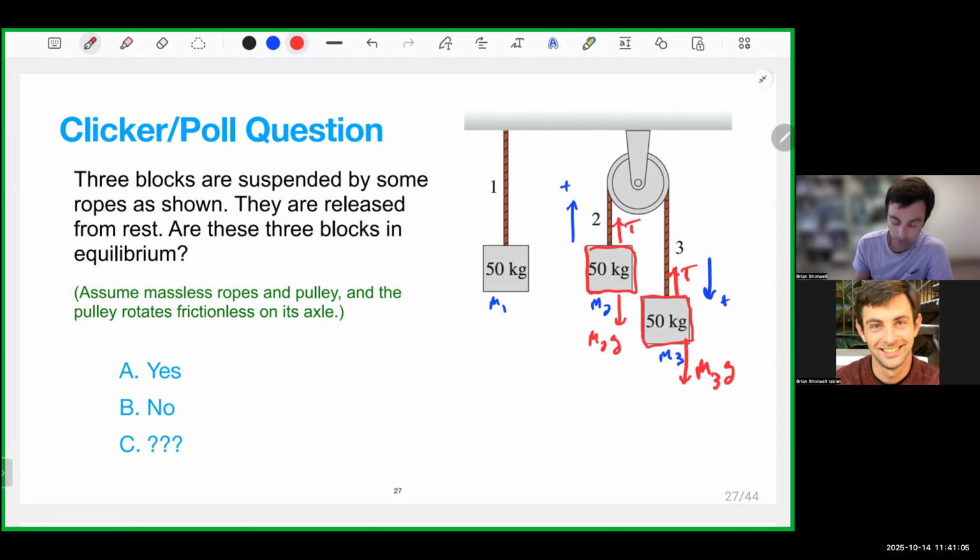So if we set up a free body diagram, or sorry, a Newton's second law equation for M2, we have the sum of the forces on M2 is equal to M2 times its acceleration. And this is a 1D problem where upwards is positive. So the tension is positive and M2G is negative. Those are the two forces acting on M2. This is M2 times its acceleration.